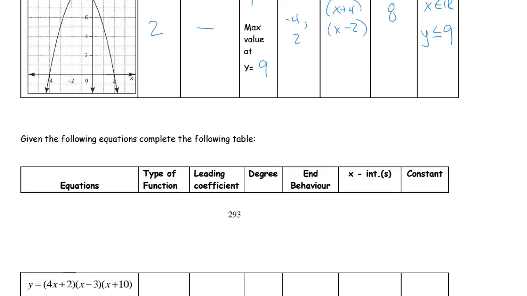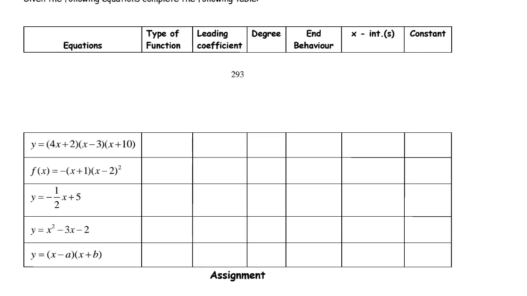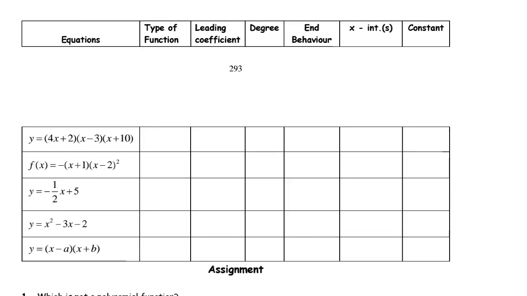Let's take a look at the next one. Given the following equations, complete the following table. This is where we're going to end here. I know there's a little bit of a break, but that's okay. We should be able to fit this all in. First of all, what's the type of function here? I've got a linear times a linear times a linear, x times x times x. This is going to be a cubic.